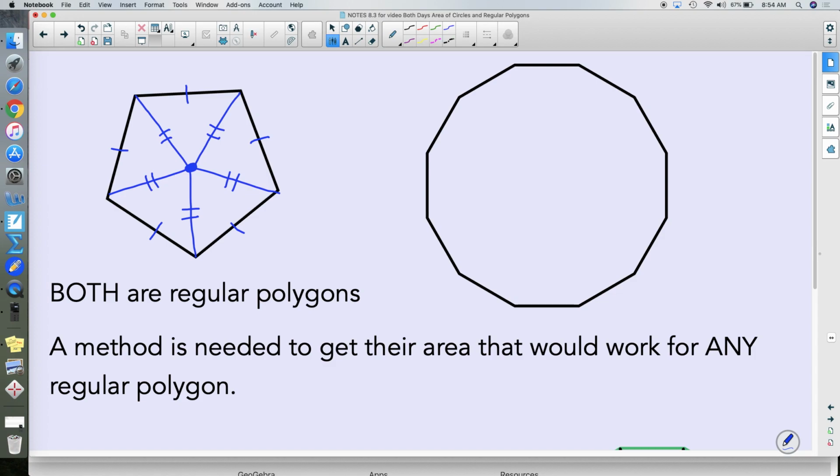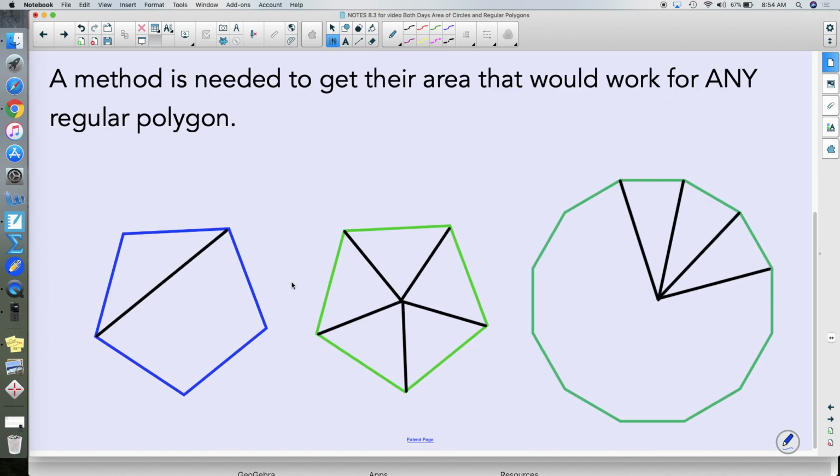And if I could get the area for one of those triangles, then I could get the area for all 5. I could do 5 triangles that were identical. Going to the dodecagon, I could do the same thing. I could break my dodecagon into 12 congruent triangles, and therefore get the area of 12 multiplied by the area of 1 triangle. So our goal for regular polygons is to find a way to do that. In order to do that, I'd have to be able to get the area for one of those isosceles triangles.